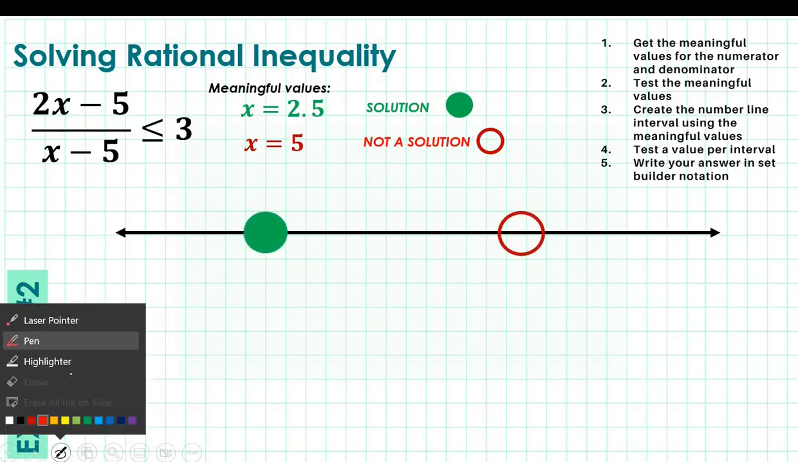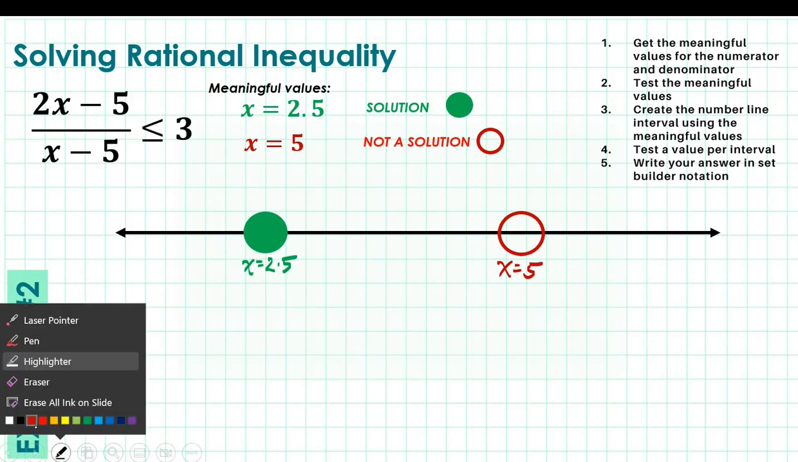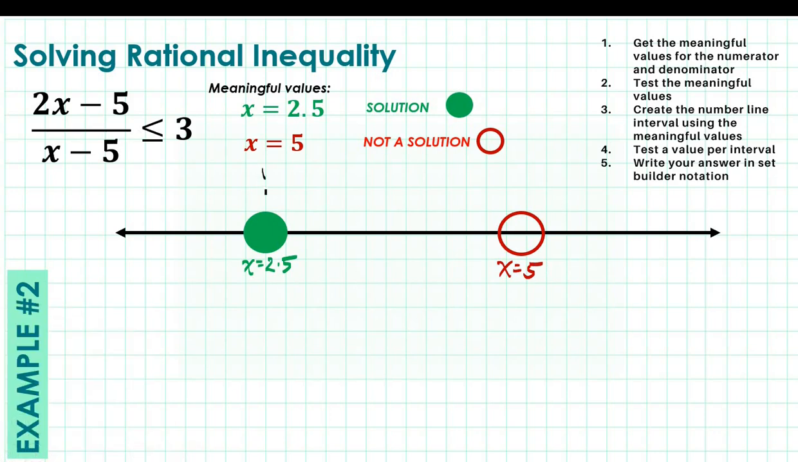Basically, 2.5 will be plotted to the left of 5 because it's a lesser value. So x equals 2.5 is here, and the one to its right is x equals 5. Now, to make the interval, since we have two meaningful values, that means we'll draw two border lines, and that will give us a total of 3 sections of the number line. Similar to what we did earlier, we will now construct the set of values per interval.